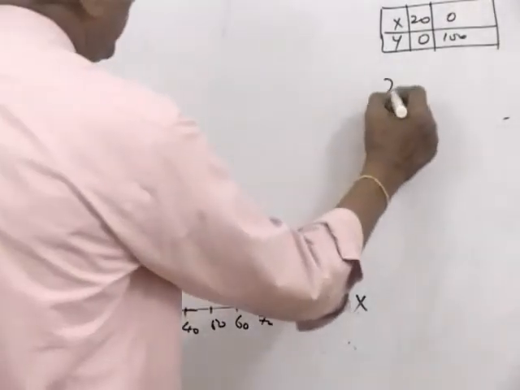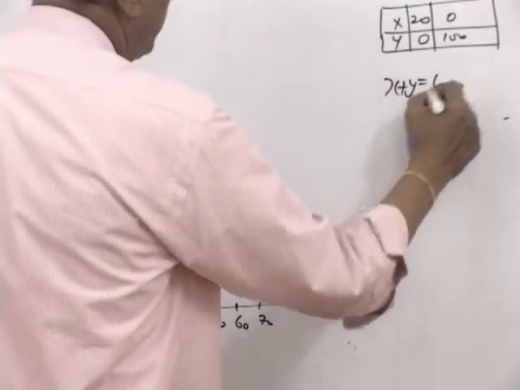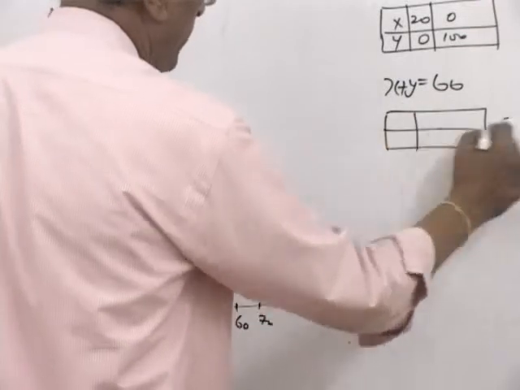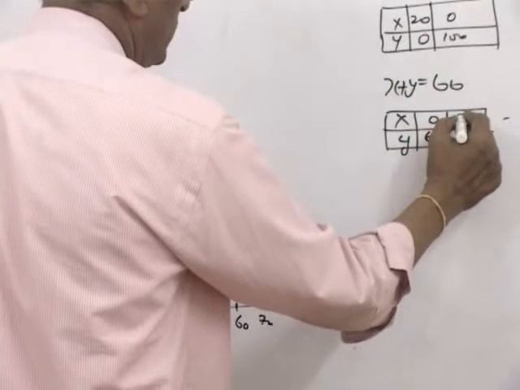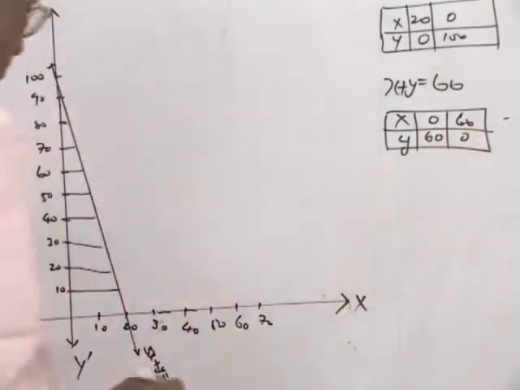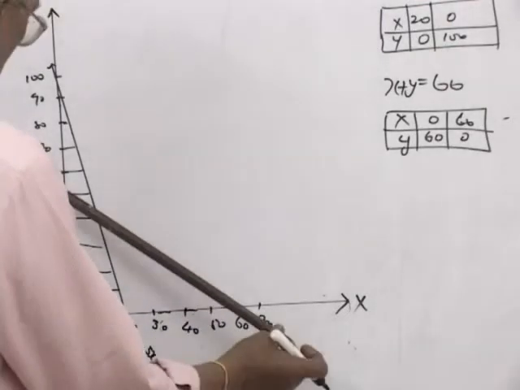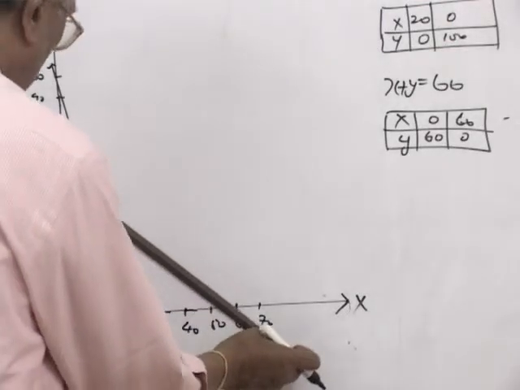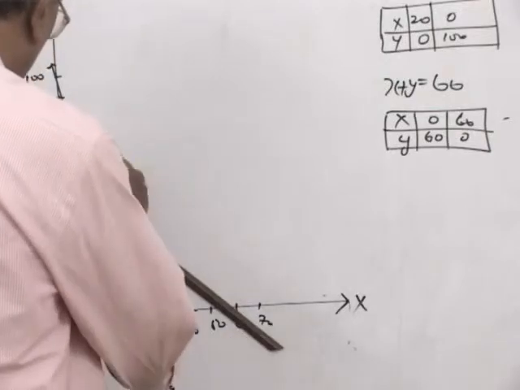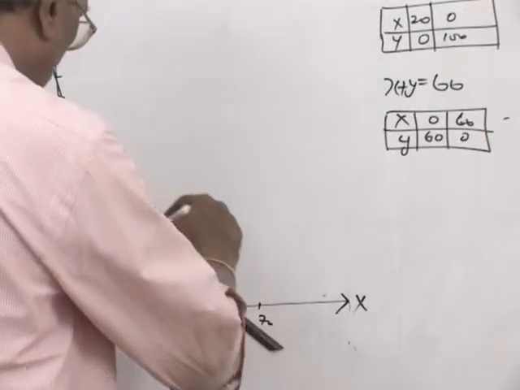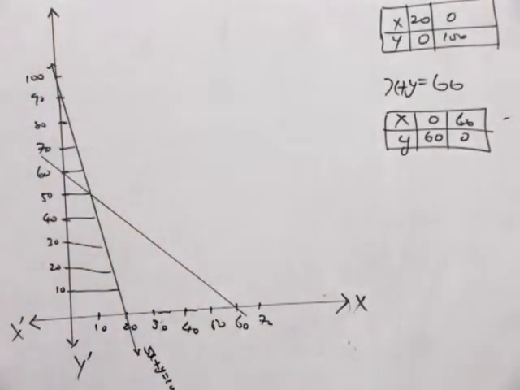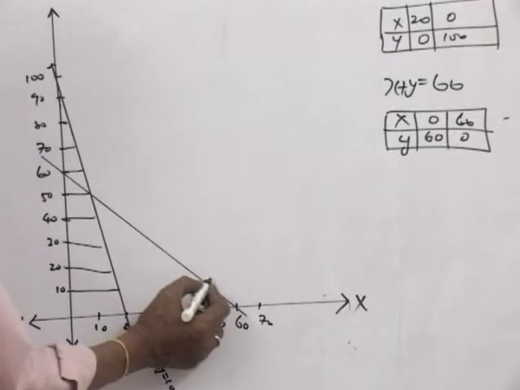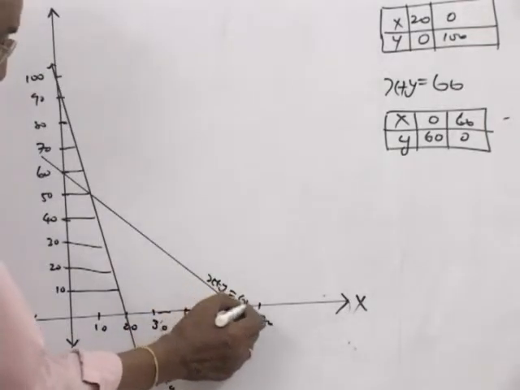Now let's take x plus y equal to 60 and solve this again by points. When x is 0, y is 60. When x is 60, y is 0. So we join 60 on the x-axis and 60 on the y-axis. These are the 2 points, and I have to join them. Again, this line represents x plus y equal to 60.